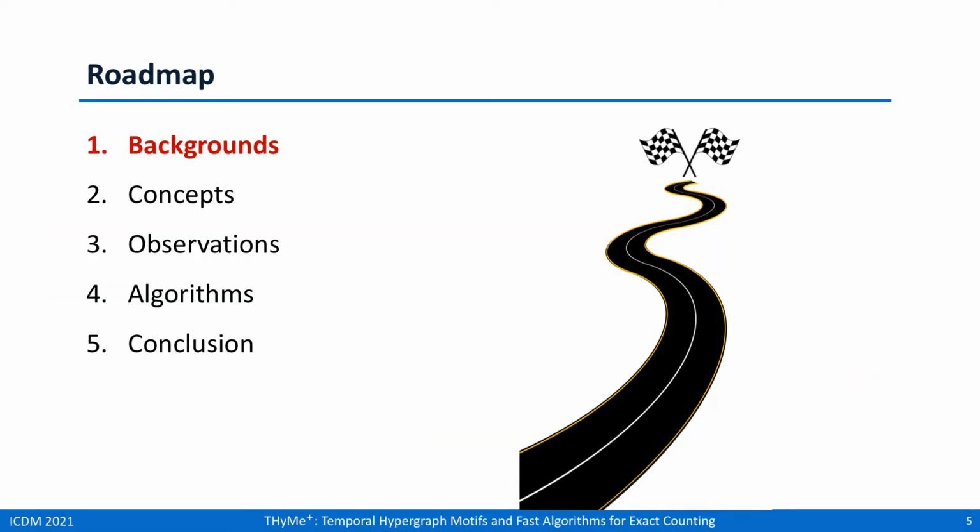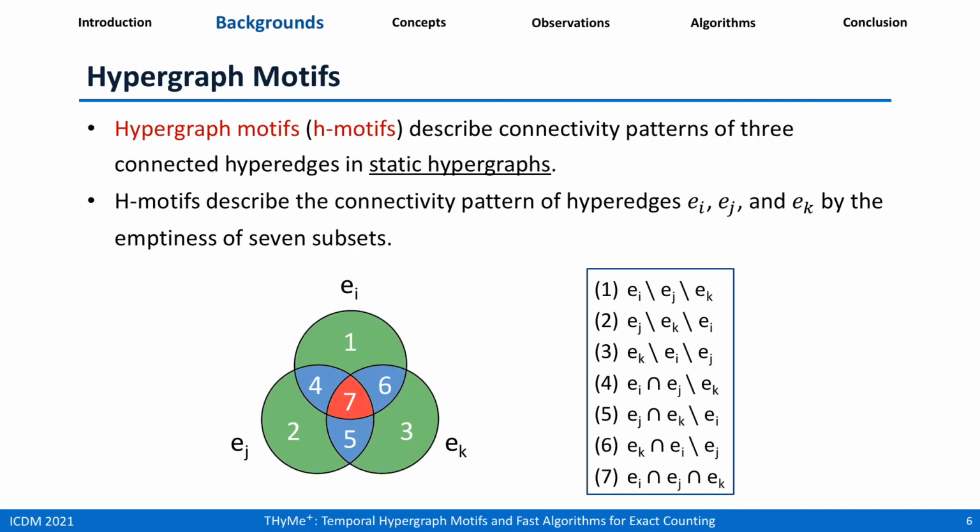First, let's review some backgrounds of this work. Hypergraph motifs, or H-motifs, are basic building blocks of static hypergraphs. H-motifs are defined for describing connectivity patterns of three connected hyperedges. The three hyperedges are naturally represented as the Venn diagram with 7 subsets, and the emptiness of these subsets is considered to describe the pattern.